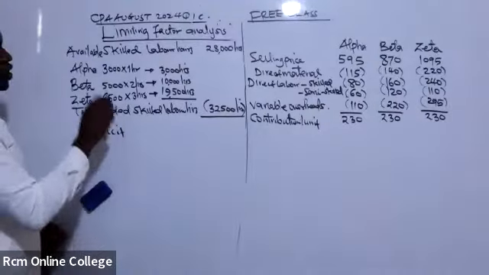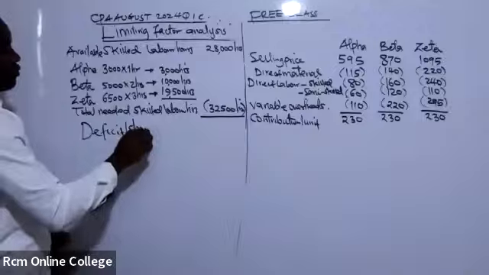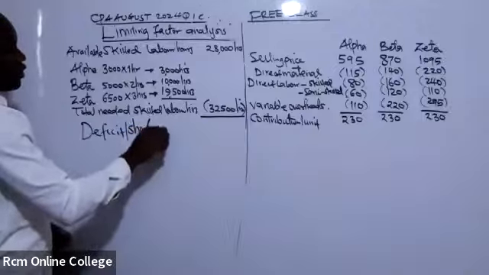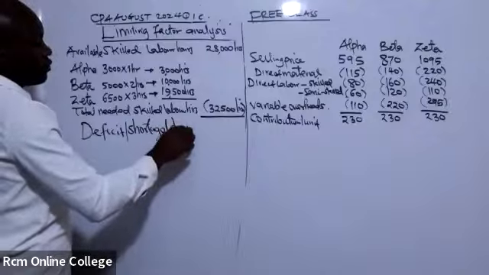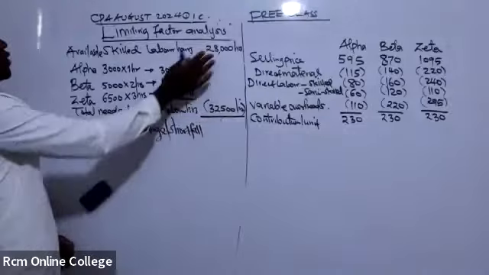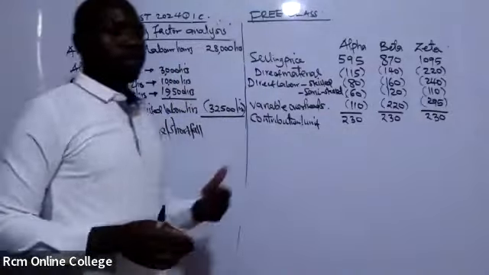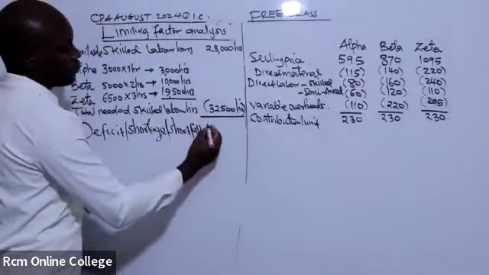Now this deficit, in some books, we call it shortage. Right? Shortage. In other books, we call it shortfall. So what is the actual shortfall? The difference between what is needed and what is available. How many hours? 4,500.